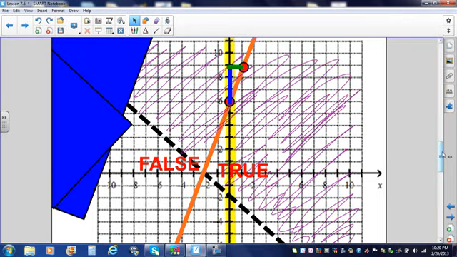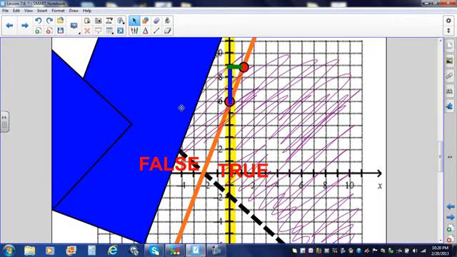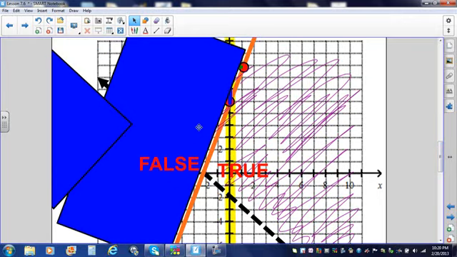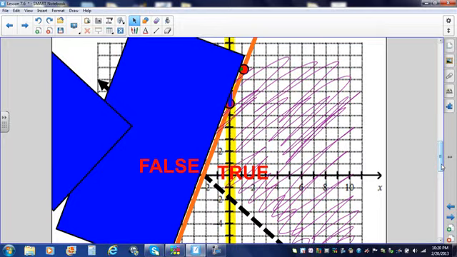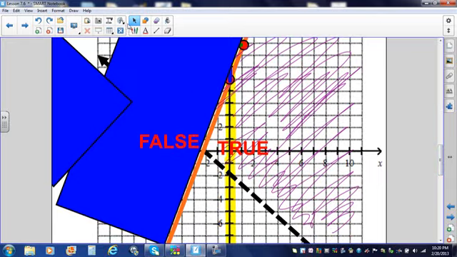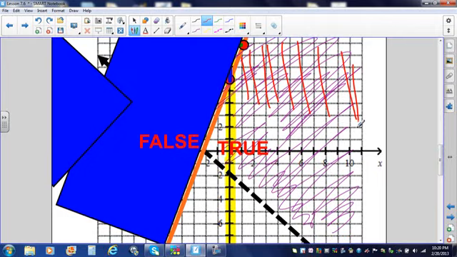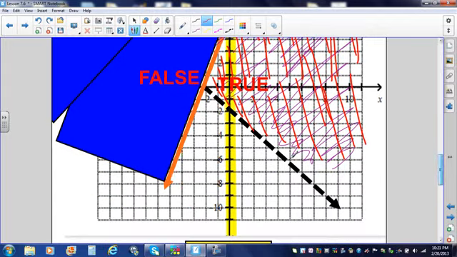So, since we have a lot going on here, I'm going to cover up this part. And I'm going to say, well, which side do I need to shade on? Well, I need to shade on the true side. So I'm going to grab the red and I'm going to shade to the right of the orange line.